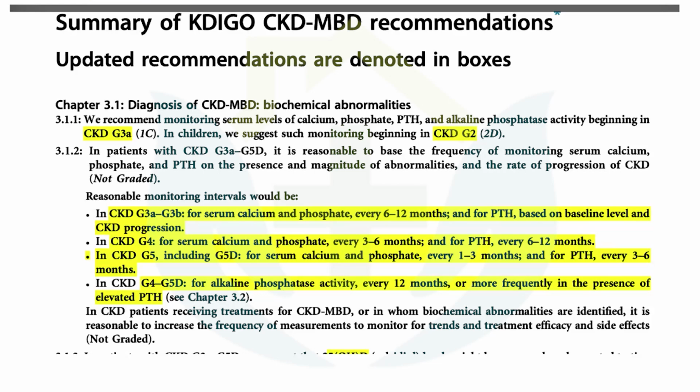In early stages, G3A and G3B, calcium and phosphate assay every 6 to 12 months is recommended, and PTH at baseline and with CKD progression. For G4, calcium and phosphate every 3 to 6 months and PTH every 6 to 12 months. For G5, including dialysis patients, calcium and phosphate every 1 to 3 months and PTH every 3 to 6 months. And alkaline phosphatase activity every 12 months, or more frequently in the presence of high PTH levels.